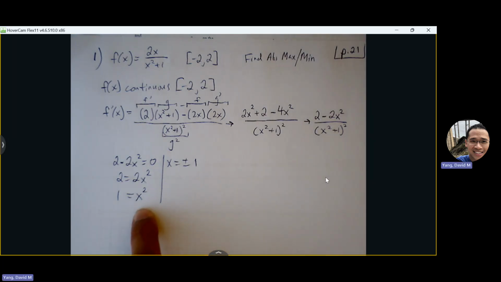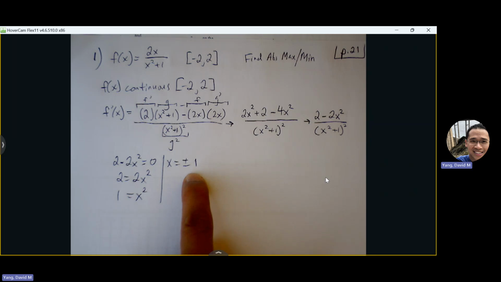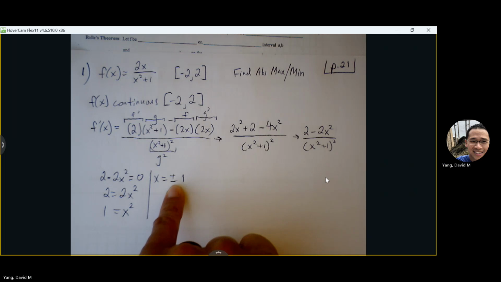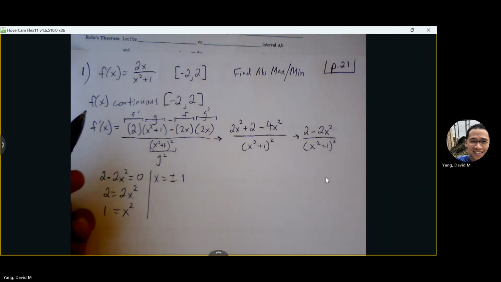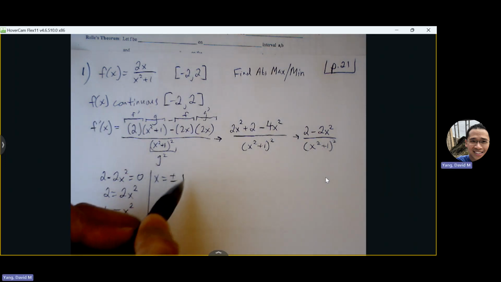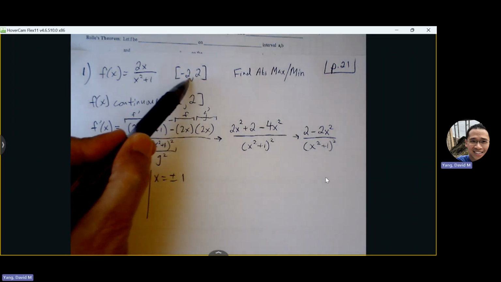Take the square root of 1, I get plus or minus square root of 1. So plus or -1 are both our initial critical points, but are both of these valid? Are both these valid critical points? So we're going to test both of them. Yes, because they're both inside the interval, right?